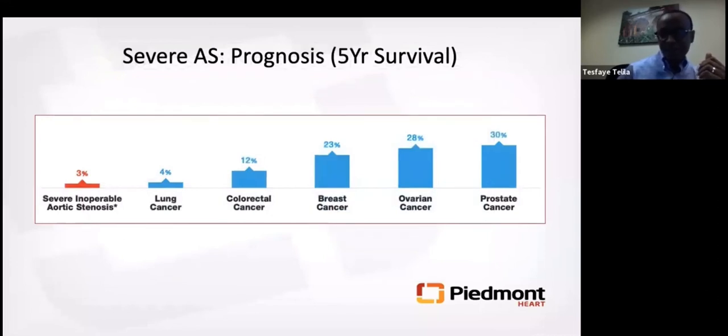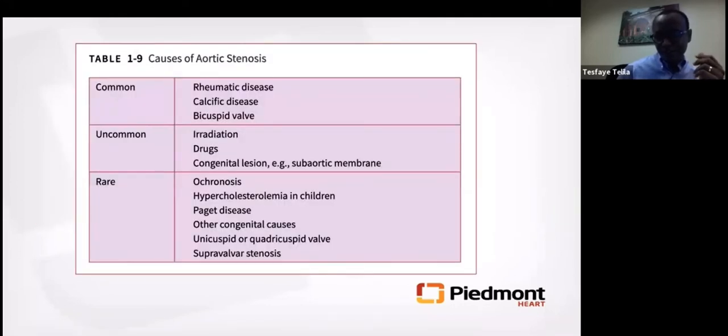If you compare it with some of the cancers that we really talk about, look at lung cancer, for example. The 5-year survival in metastatic lung cancer is about 4%. If you have severe inoperable aortic stenosis, your chance of surviving 5 years is like 3%. So it is really something that we need to pay attention to, and aortic stenosis, as you know, is one of the very undertreated valve diseases. The etiology of aortic stenosis, we already kind of talked about this: rheumatic heart disease globally, and calcific degeneration of the aortic valve.